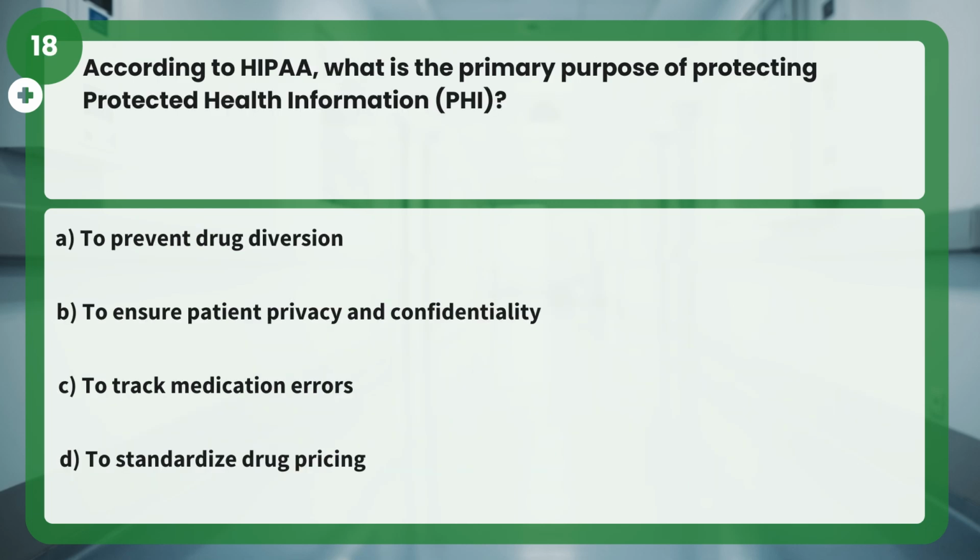Question 18. According to HIPAA, what is the primary purpose of protecting protected health information, PHI? A. To prevent drug diversion. B. To ensure patient privacy and confidentiality. C. To track medication errors. D. To standardize drug pricing.